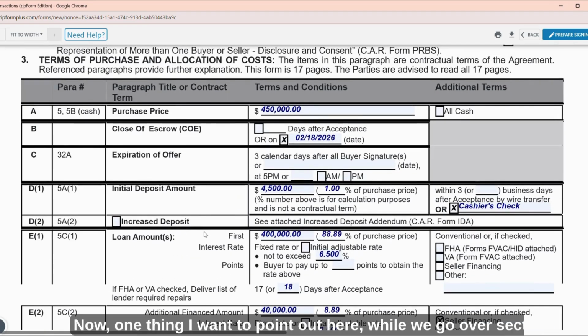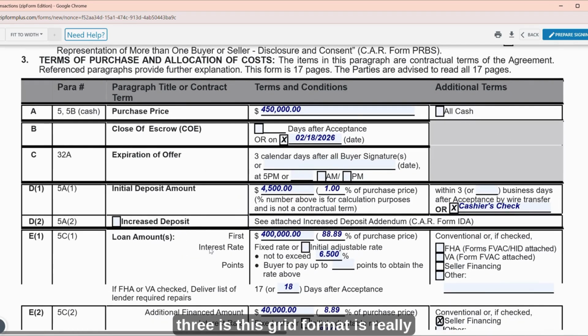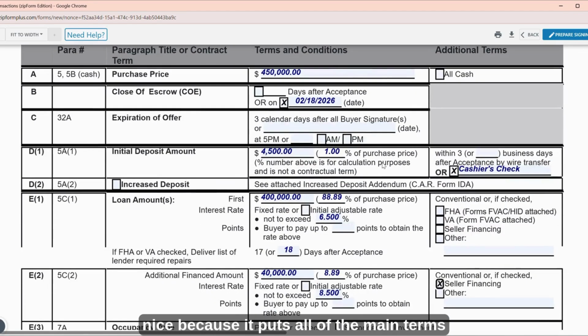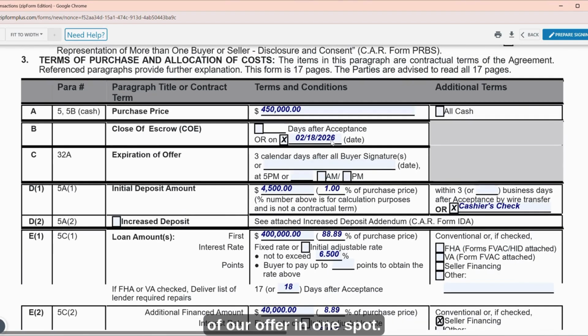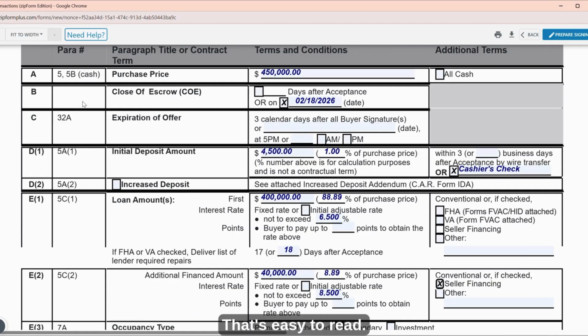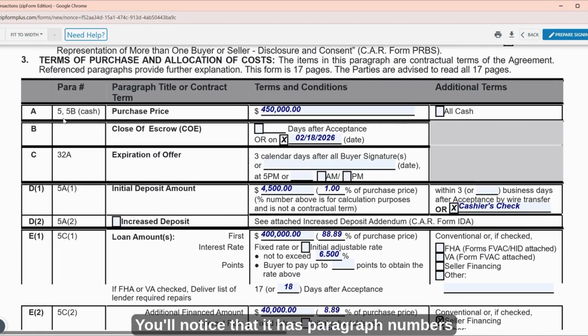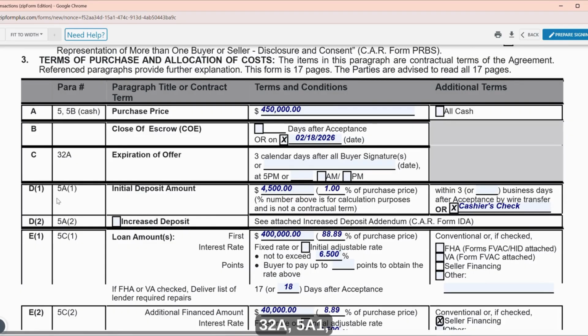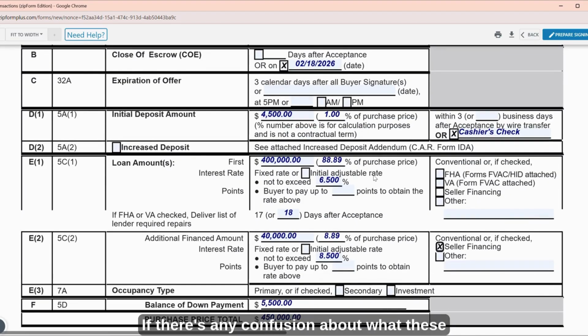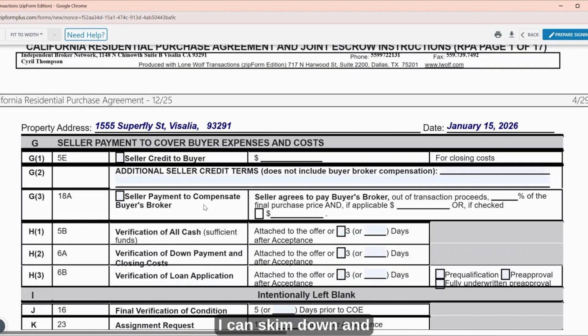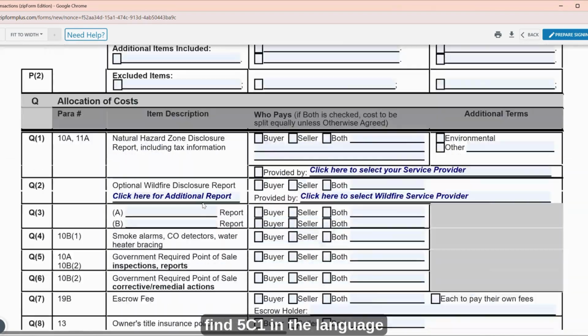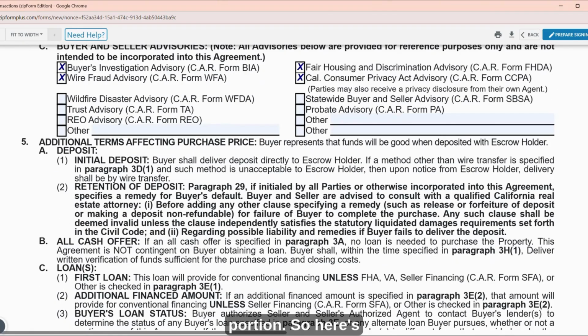Now, one thing I want to point out here while we go over section 3 is this grid format is really nice because it puts all of the main terms of our offer in one spot that's easy to read. You'll notice that it has paragraph numbers below it: 5, 5B, 32A, 5A1, 5A2. If there's any confusion about what these mean, you can jump to that paragraph. So on this loan amount, it's 5C1. I can skim down and find 5C1 in the language portion.